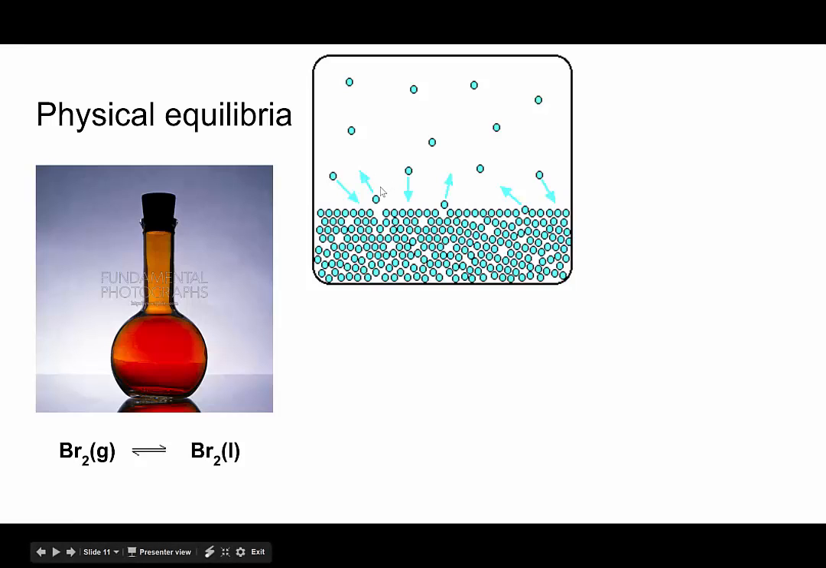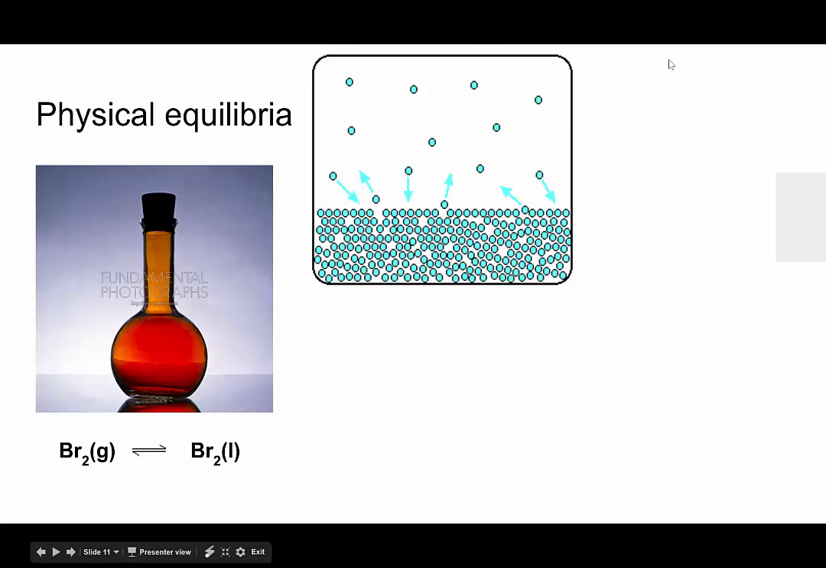You'll have some bromine liquid escape the liquid surface and become bromine gas molecules. And at the same time, you'll have some bromine gas undergo condensation, coming back to the liquid. What do you think the concentration of the bromine gas and bromine liquid is going to look like if in the beginning I have started with bromine liquid?